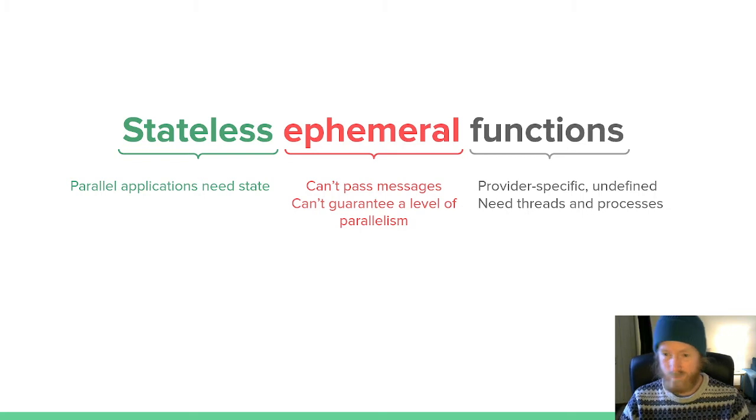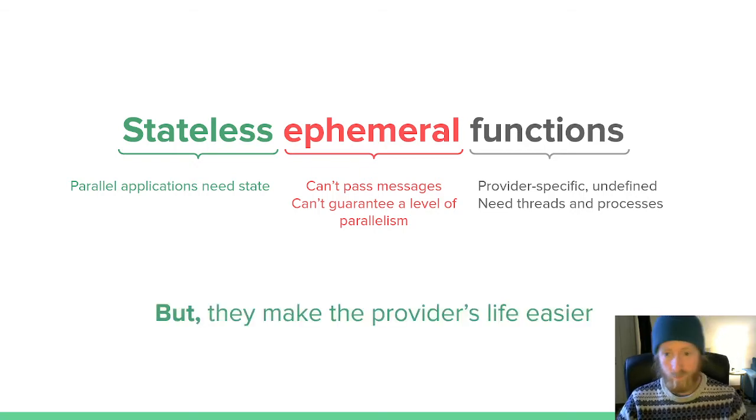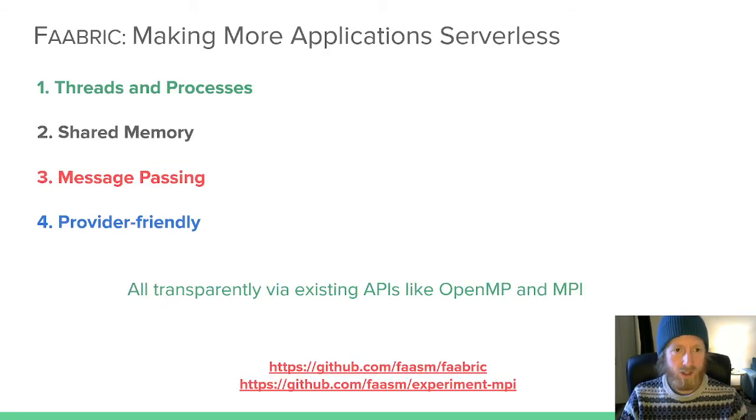And then functions. This word in serverless has kind of become meaningless. It's provider specific, and really things need thread and process semantics. However, these are incredibly useful for providers, and we don't want to lose the benefits that they convey. So our solution is Faabric. This adds threads and processes, shared memory, message passing, and we believe that it's provider friendly.